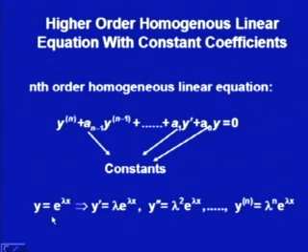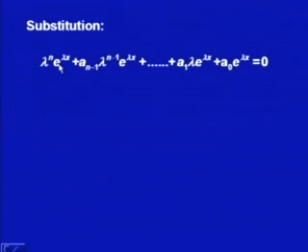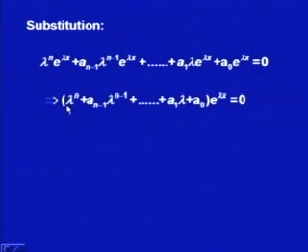If this function is a solution, then this function and its derivatives must satisfy this equation. So, if I substitute this in the equation, we would get lambda n e to the power lambda x plus a n minus 1 times lambda to the power n minus 1 into e to the power lambda x and so on, a naught e to the power lambda x is equal to 0. Rewriting this, I would get lambda to the power n plus a n minus 1 times lambda to the power n minus 1 and so on, plus a 1 lambda plus a naught, into e to the power lambda x is equal to 0.